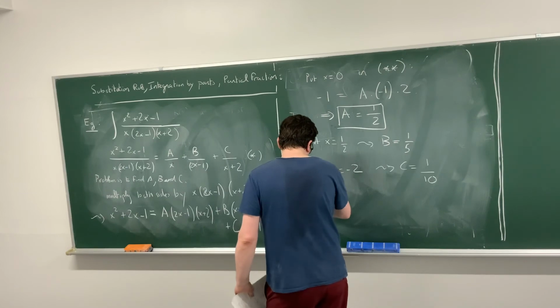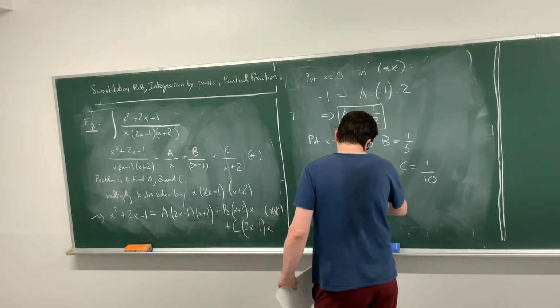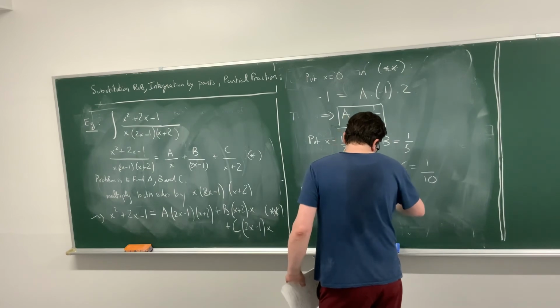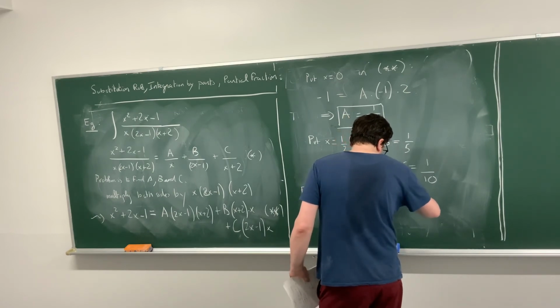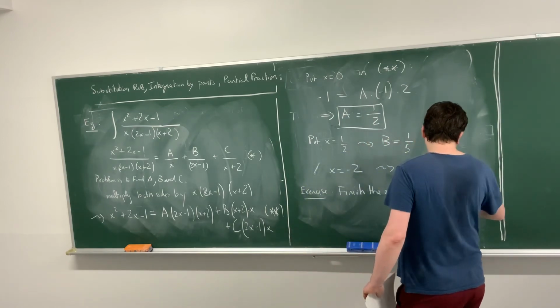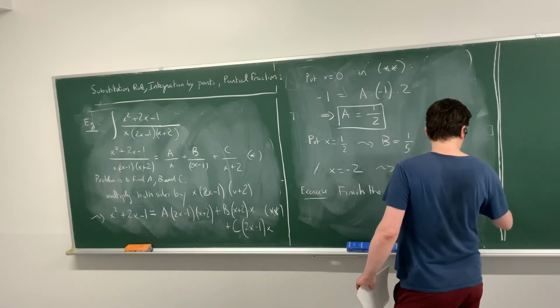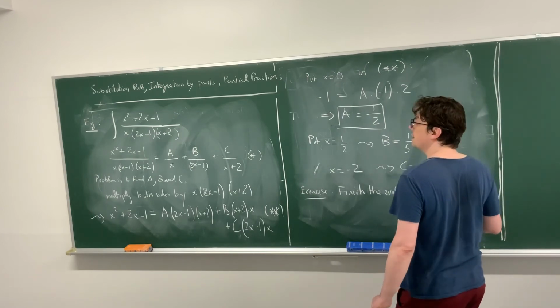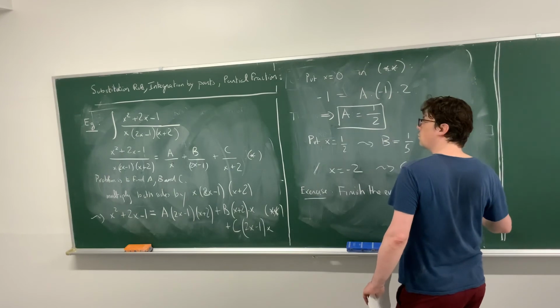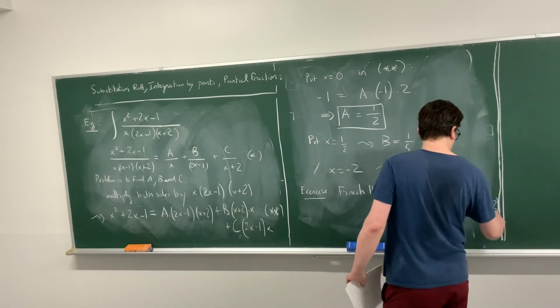So, exercise: finish the evaluation of the integral of x squared plus 2x minus 1 divided by x times 2x minus 1 times x plus 2. Okay.